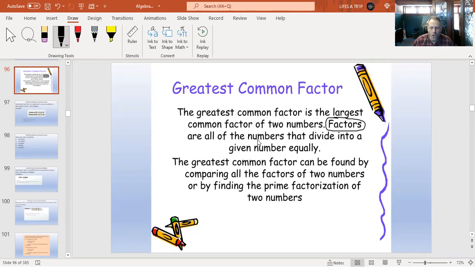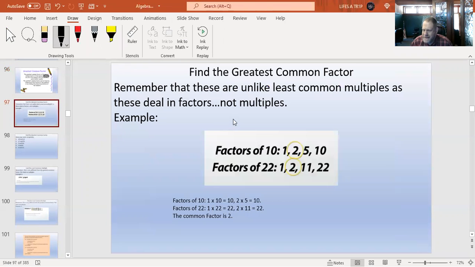Factors are all of the numbers that divide into a number equally. The greatest common factor can be found by comparing all the factors of two numbers or by finding the prime factorization of two numbers. So let's see what they're talking about. Remember that unlike least common multiples, these deal in factors, not multiples.